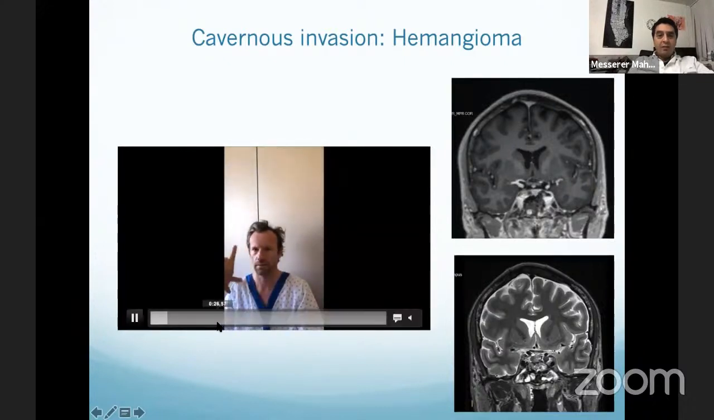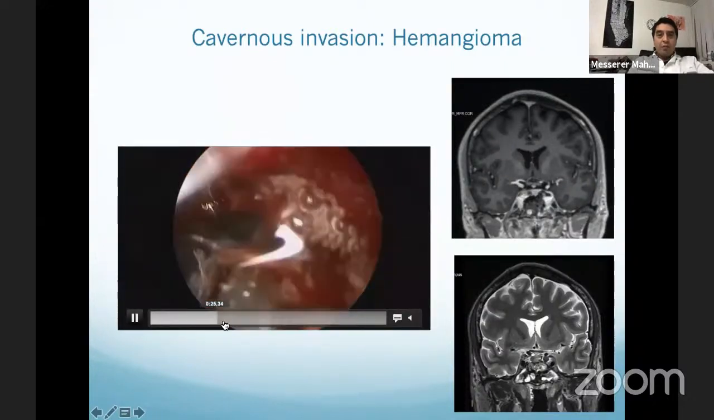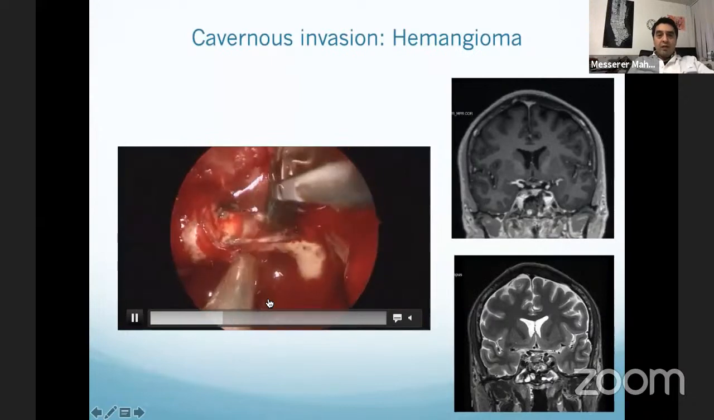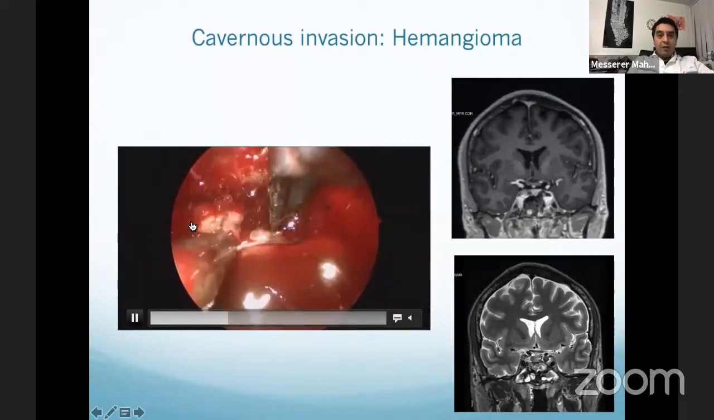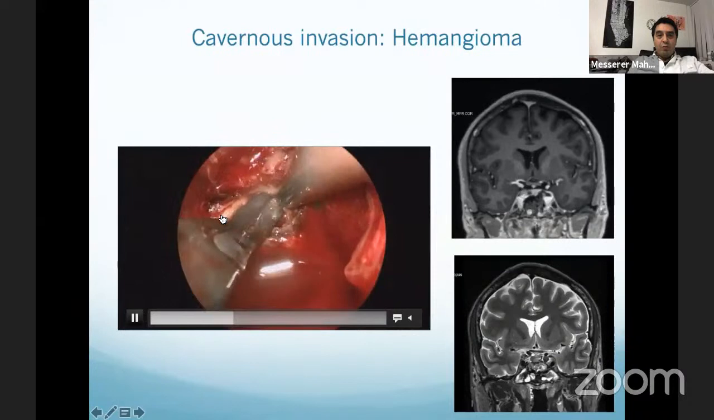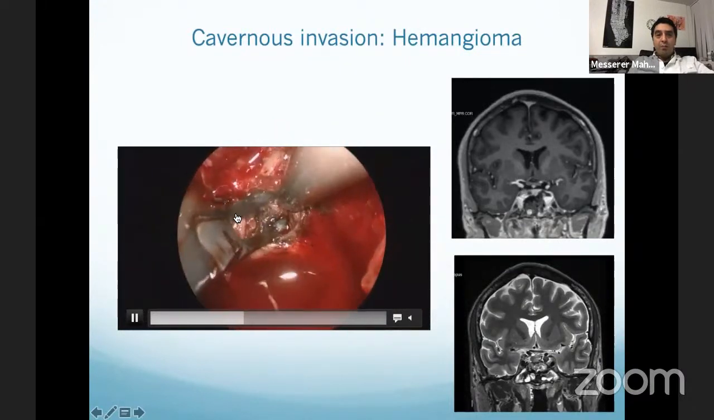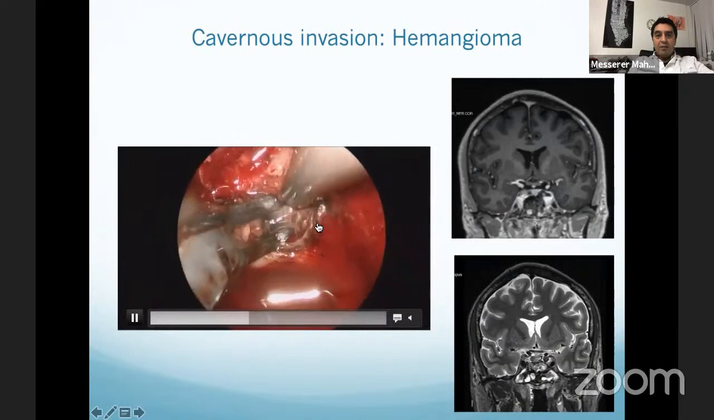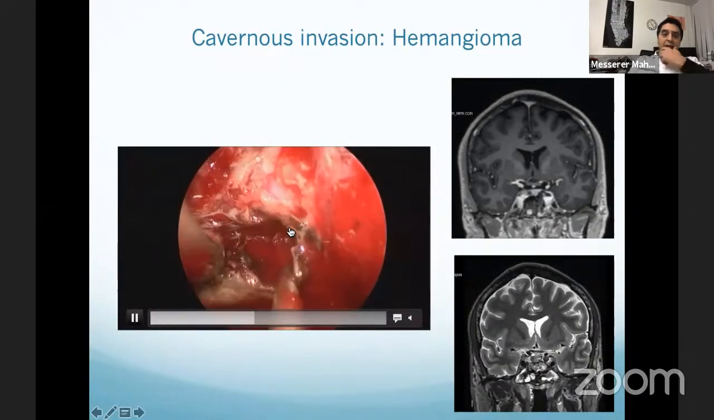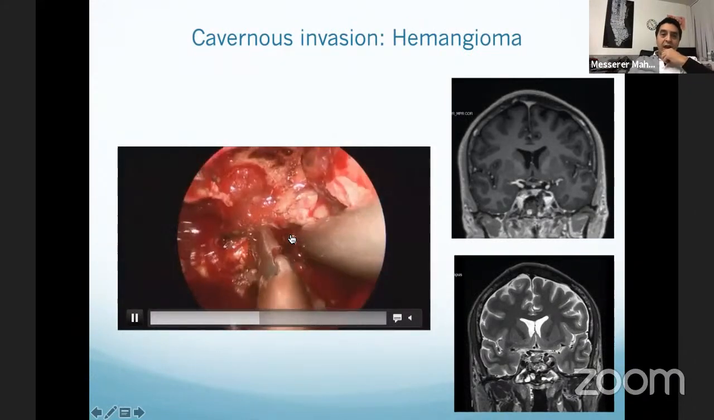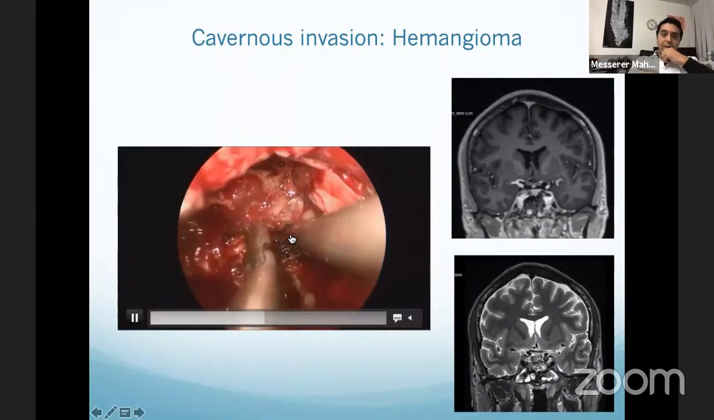We did a transsphenoidal approach. We have to open the sellar floor. We protect the normal pituitary gland, and it is here. And we have to work between the pituitary gland and the carotid artery. We did a piecemeal resection. It's very important to go step by step.